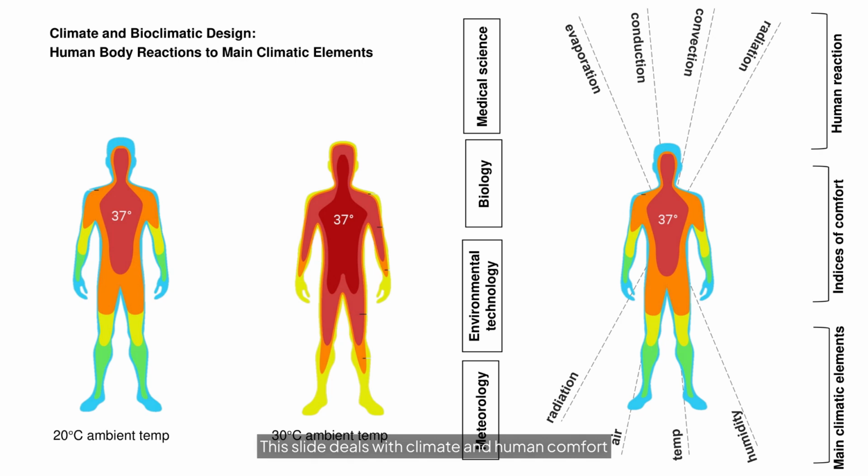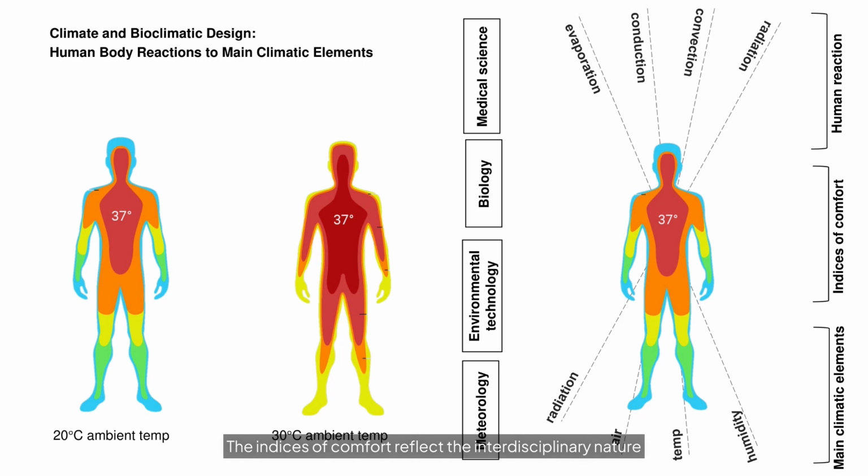This slide deals with climate and human comfort in the context of HVAC system design. We discussed this topic in bioclimatic design videos. The human body reacts to environmental conditions, such as temperature, humidity, air movement, and radiant heat. Our bodies respond through mechanisms like evaporation, conduction, convection, and radiation.